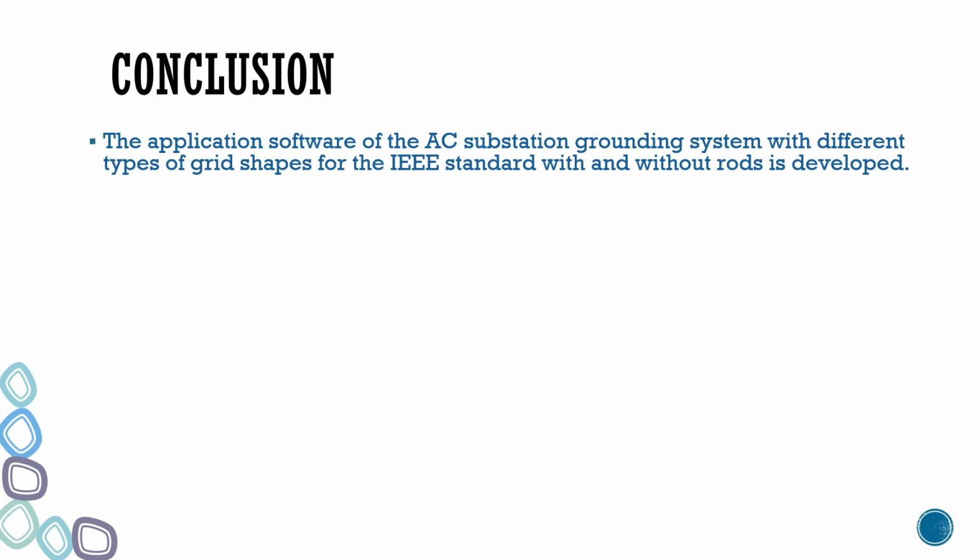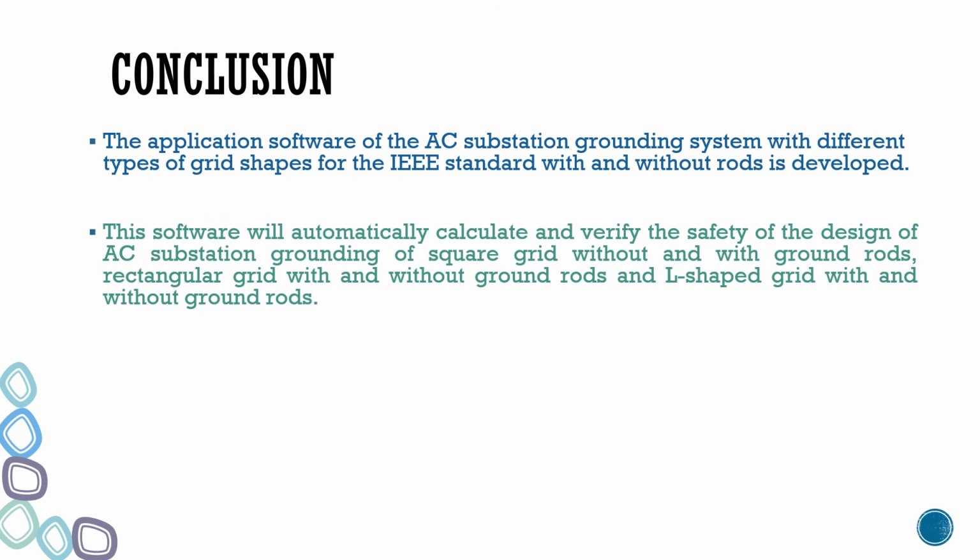The application software of the AC substation grounding system with different types of grid shapes for the IEEE standard with and without rods is developed. This software will automatically calculate and verify the safety of the design of AC substation grounding of square grid without and with ground rods, rectangular grid with and without ground rods, and L-shaped grid with and without ground rods.